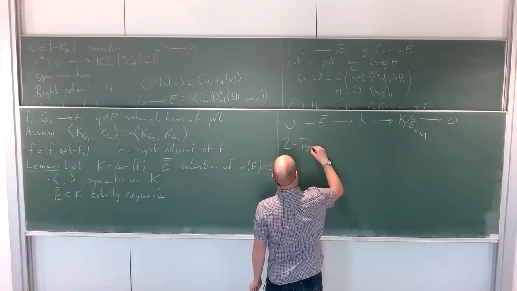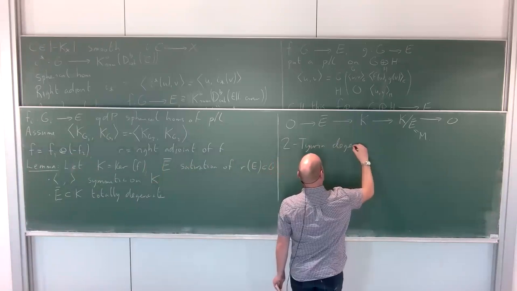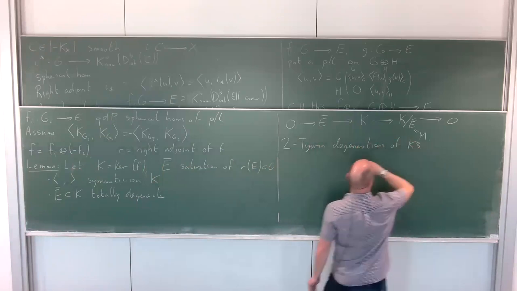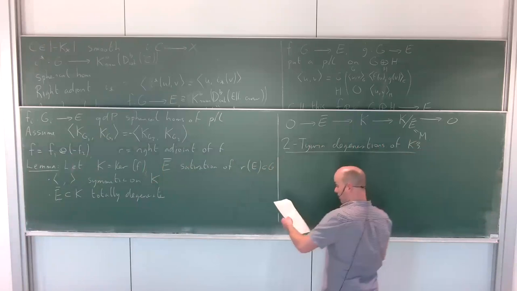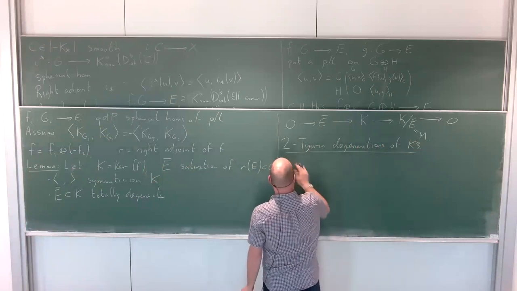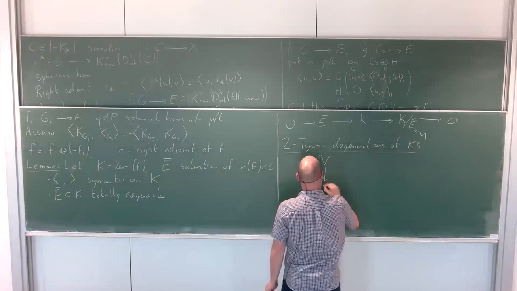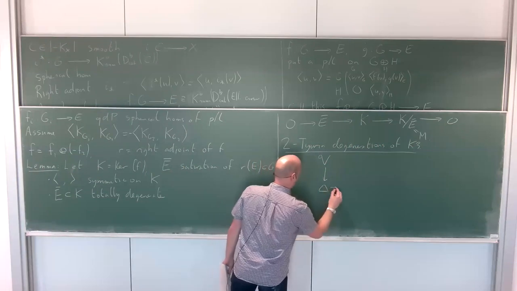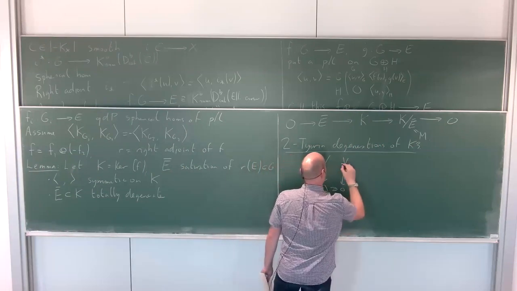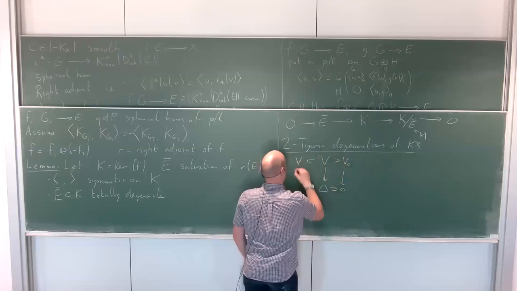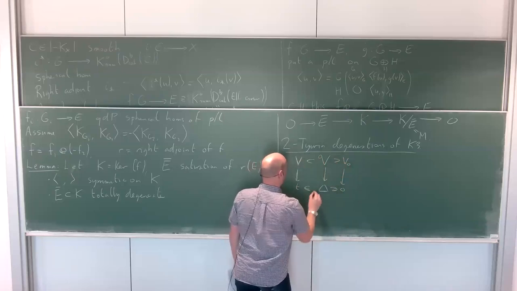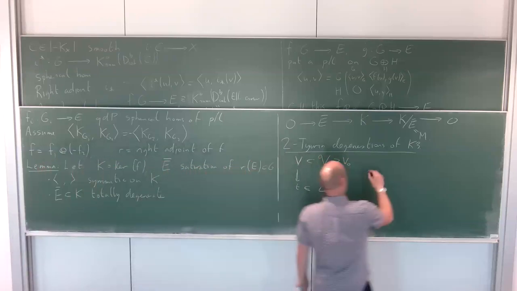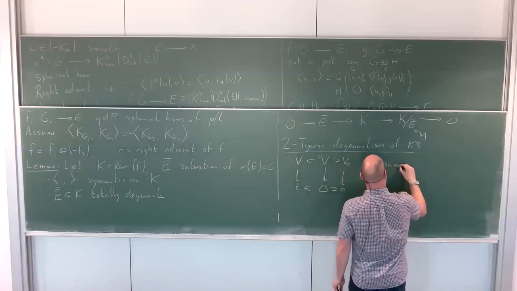Where is this going to show up? Let's look at Tyurin degenerations of K3s. I'm going to take curly V over a complex disk. This is going to be some degeneration. In here, I've got a point zero. Over that, I'm going to have V zero. I'm also going to have V, just over some generic point t. I'm going to assume this is what's called a Tyurin degeneration.